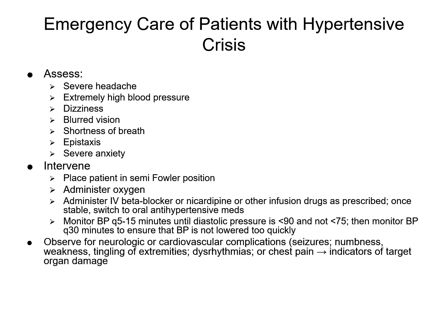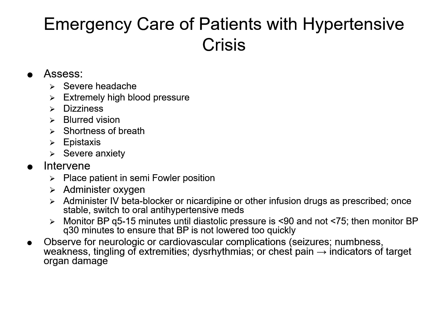Nicardipine is a calcium channel blocker. And a beta blocker might be labetalol, something like that. It will be prescribed, but be aware of that. And then they might switch them over to oral antihypertensives. You want to monitor their blood pressure every 5 to 15 minutes until the diastolic is below 90 and not below 75. Then you're going to monitor their blood pressure every 30 minutes to make sure that their blood pressure is not lowered too quickly, because that can cause brain swelling, or it can cause them to have neurological problems.